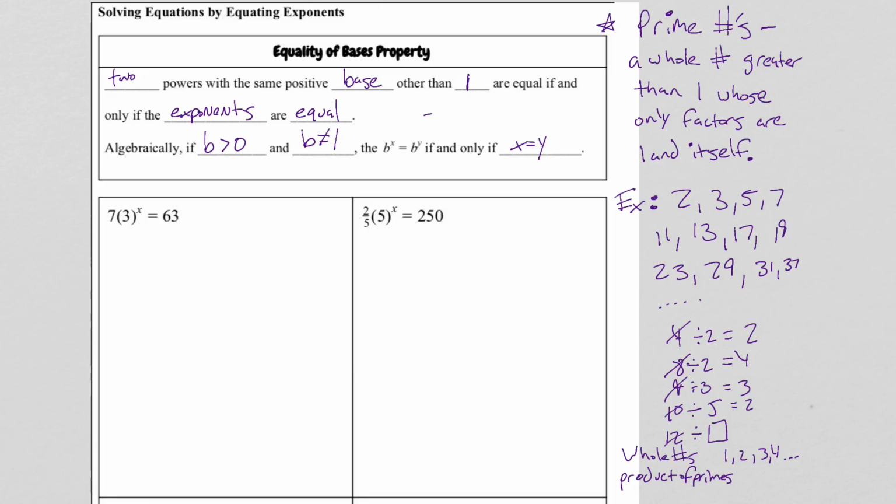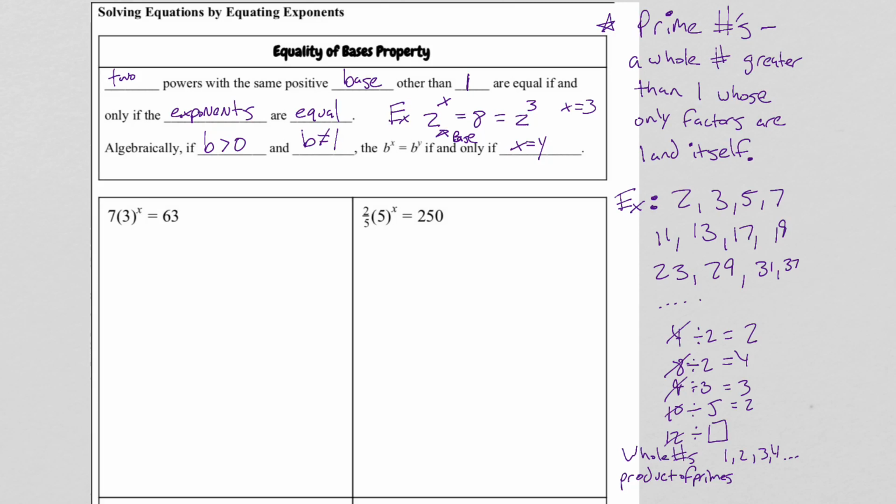If I have 2 to the x is equal to 8, for example, in this scenario, 2 is my base. And how do I figure out x? Well, 8 technically is 2 to the third power. So if 2 to the x is equal to 2 to the third, then x must equal 3. And so that's an example. You'll see some more here in a second.